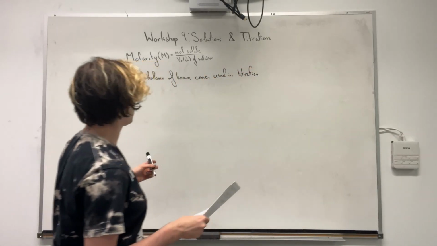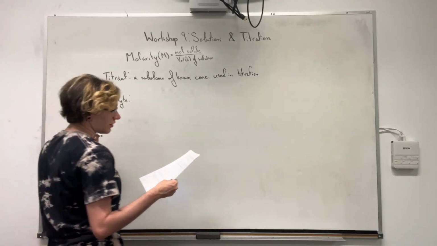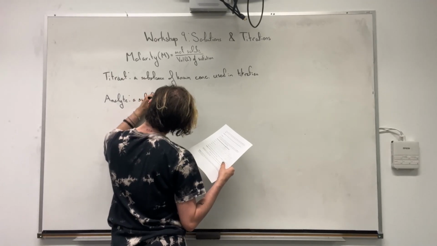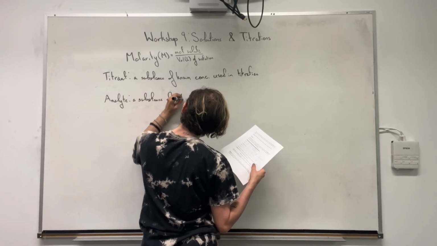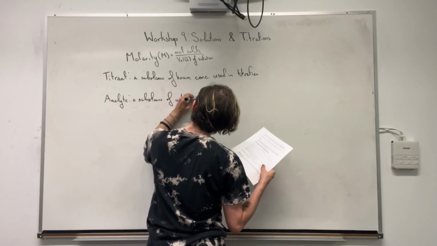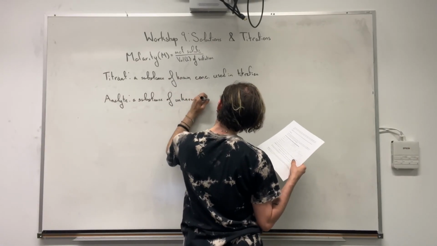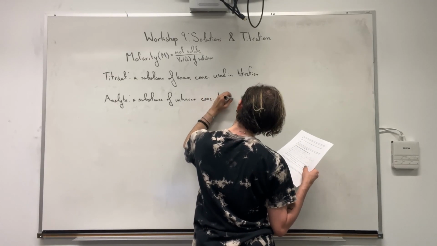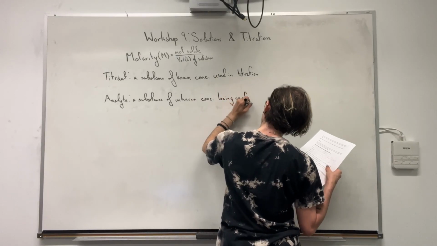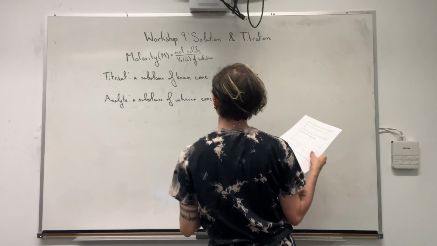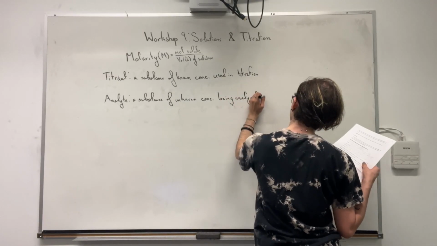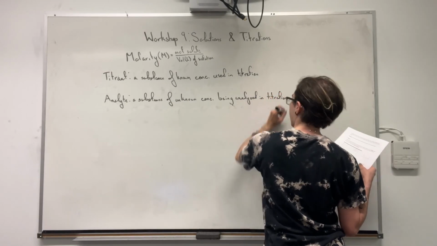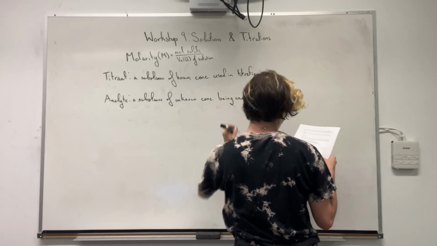And so if titrant is our known, still crooked, oh well, then the analyte is our unknown. A substance of unknown concentration being analyzed in titration. So we have our known part, we have our unknown part.